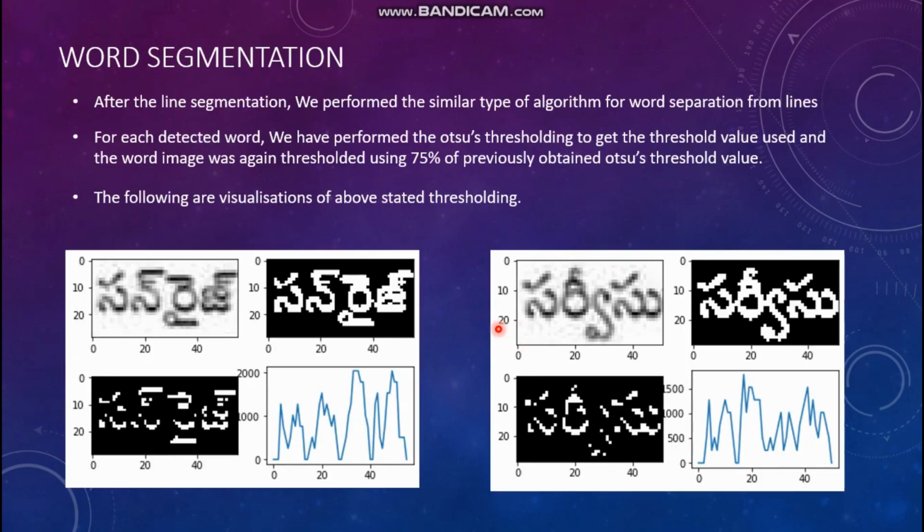Inverse segmentation. What we've done is first we performed Otsu's thresholding on the word. By doing that, we get both the Otsu's thresholded word and the threshold value which has been used on it. Now, since we have got the Otsu's threshold value, we have taken 75% of the threshold value to again threshold this input word. By doing that, we have increased the spacing between each character. So this seems to have worked fine for some of the images that we used.